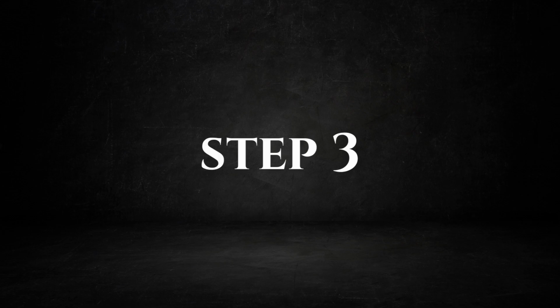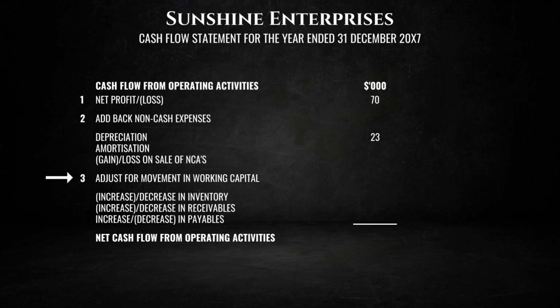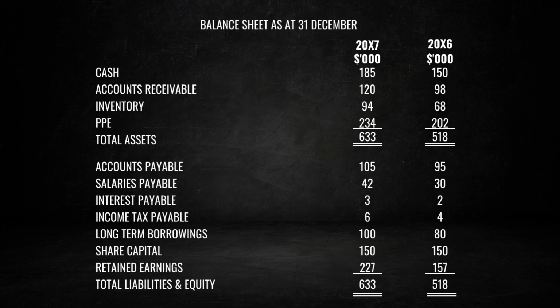Now let's move on to step 3, where we adjust for the movement in working capital. Working capital is determined by subtracting current liabilities from current assets. Let's take a look at the balance sheet to identify our current assets. We observe cash, accounts receivable, and inventory. However, since we are reconciling back to cash in the cash flow statement, we can exclude it from our calculation. The same applies to non-current assets such as plant, property, and equipment as they impact cash flow from investing activities. This leaves us with inventory and accounts receivable to consider.